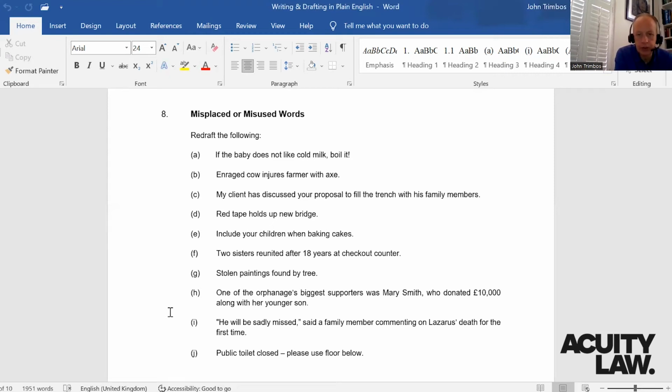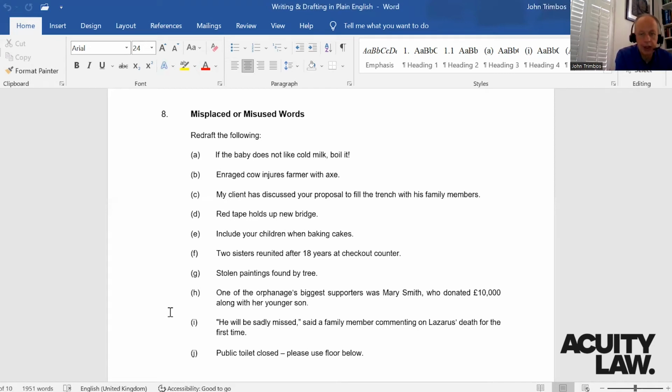H sounds quite nasty, really. One of the orphanage's biggest supporters was Mary Smith, who donated £10,000 along with her younger son, because he's a revolting child and she can't stand him any longer. That's not very nice, really, is it? And I don't think that's the son's role in this. I think he's a co-donor. So one of the orphanage's biggest supporters was Mary Smith, who, along with her younger son, donated £10,000.